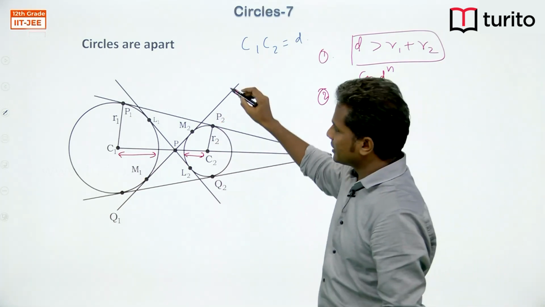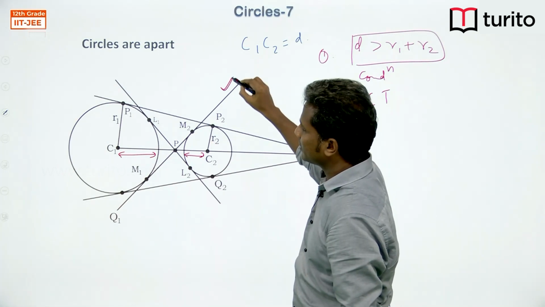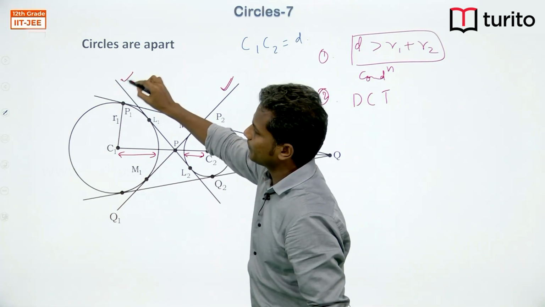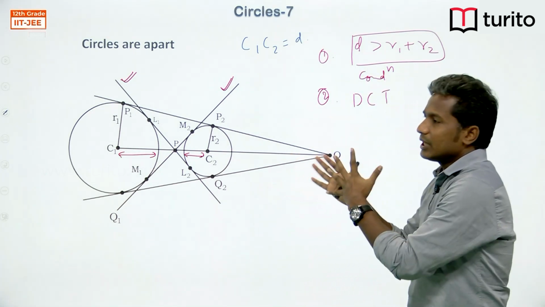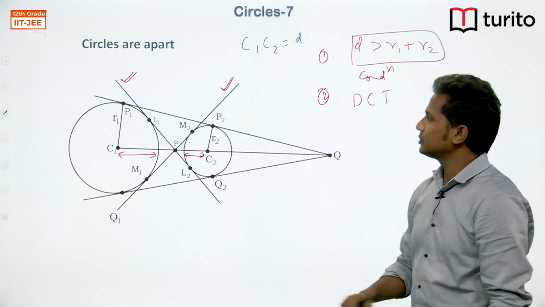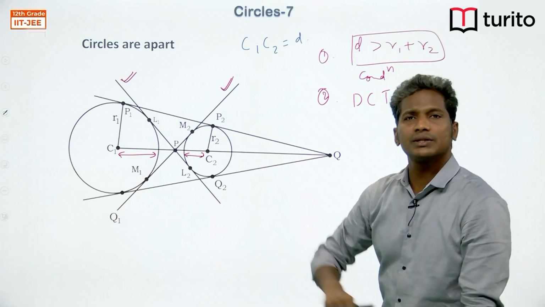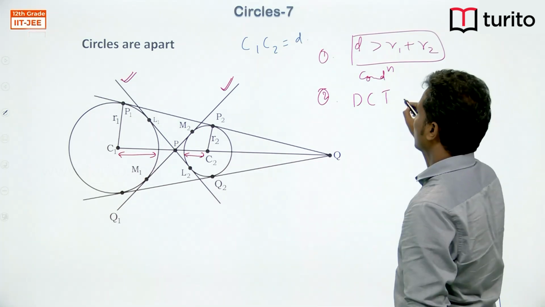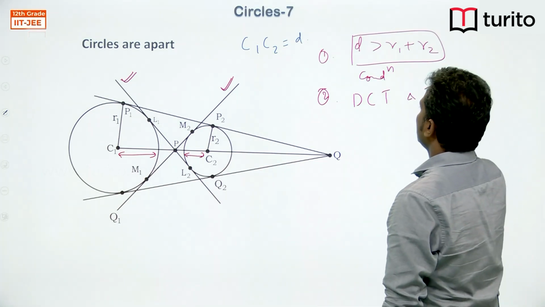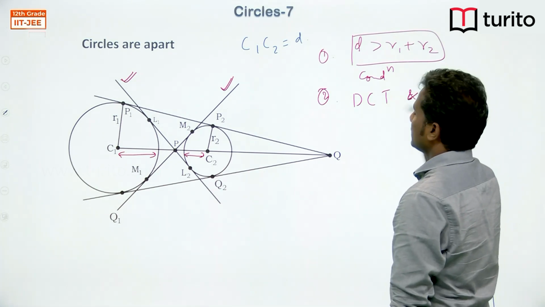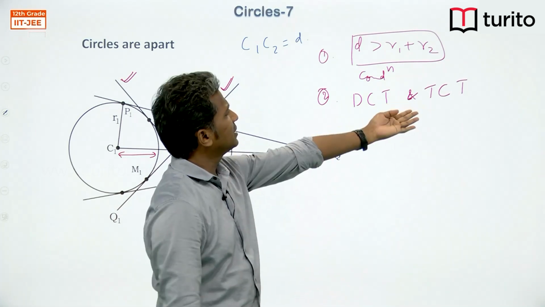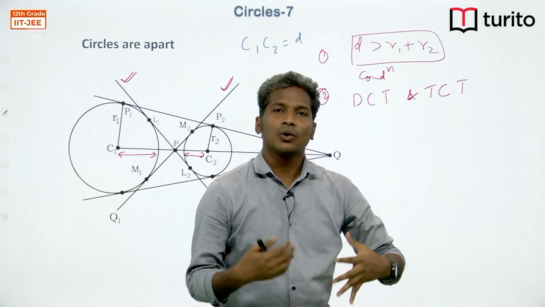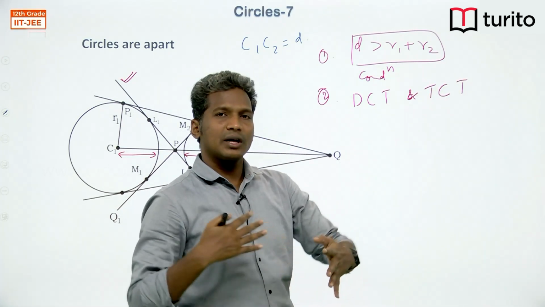There are also tangents which I am marking here, this one and also this one. These two tangents look like a transversal. So we call them transverse common tangents. In short form, we can call them TCT, transverse common tangents. Sometimes these common tangents are also called cross common tangents because they are crossing.